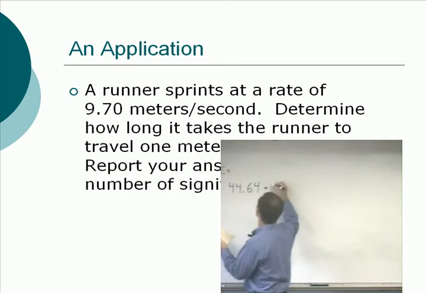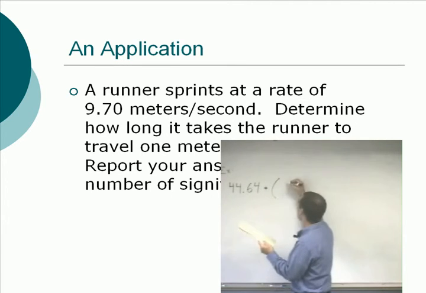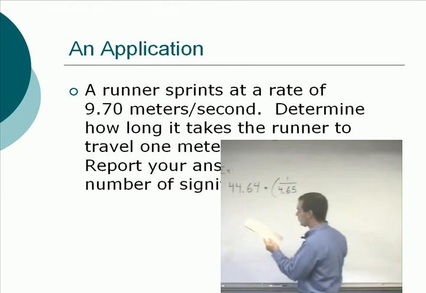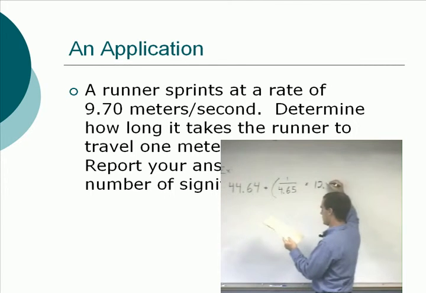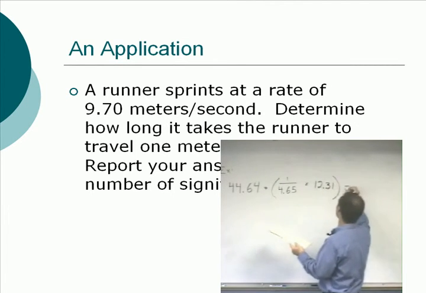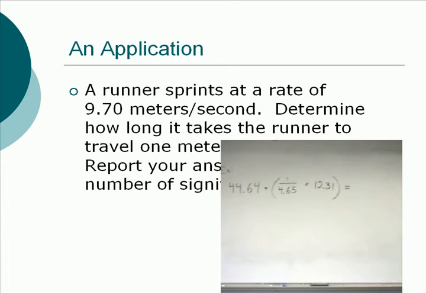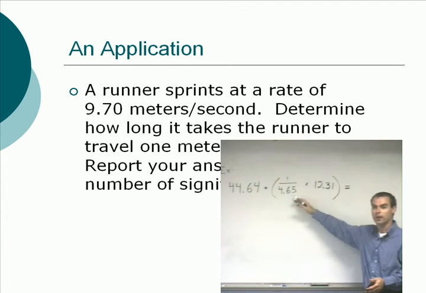We've got 44.64 plus 1 over 4.65 times 12.31. We want to evaluate that, find out what the overall value is, but we want to do it preserving the correct number of significant digits. Well, what's the first thing you have to take care of here? One over 4.65, right? Got to do that first.